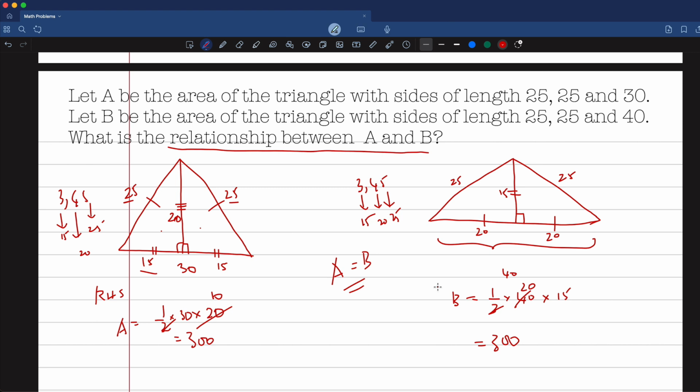I'll give you an additional task to do. You can prove this exact same relationship, that A is equal to B, by using another formula called Heron's formula. Heron's formula goes this way: the square root of S times (S minus A) times (S minus B) times (S minus C) is the area of a triangle where A, B, and C are given, and (A plus B plus C) divided by 2 is the S value, or the semi-perimeter value. By applying this, you can also see that the areas of both A and B are one and the same.